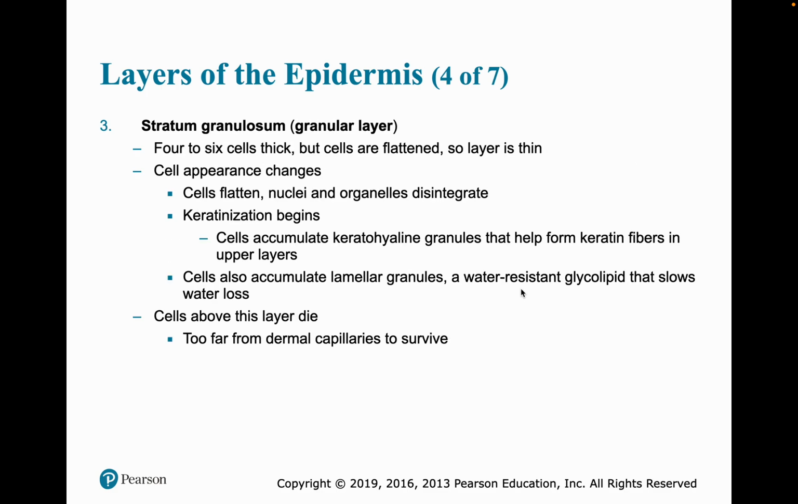Above that is the stratum granulosum, literally the granular layer, which is 4 to 6 cells thick, but the cells are flattened, so the layer itself is very thin. Cells change their appearance here. They become flattened. Their nuclei and organelles disintegrate. The process of keratinization begins, which simply means that the cells are accumulating keratohyalin granules that help them form keratin fibers as they continue their journey upwards.